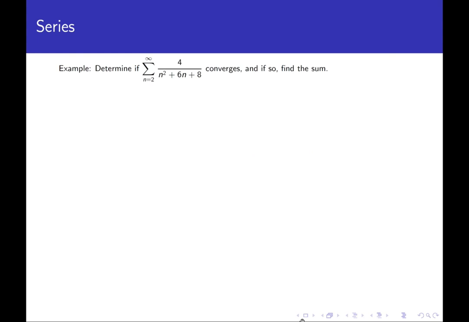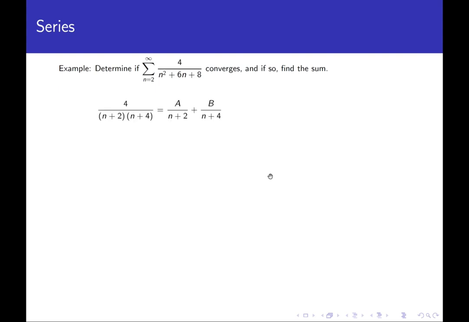All right. So let's look at another one here. This is the last example we'll do for this video. Series n equals 2 to infinity of 4 over n squared plus 6n plus 8. Determine whether or not it converges, and then find the sum. Now notice these terms go to 0, but that doesn't tell you anything. You've got to do more work to see if it converges or not.